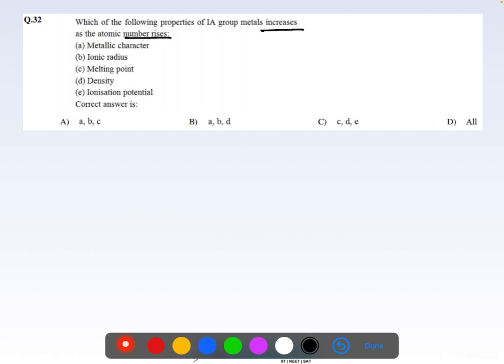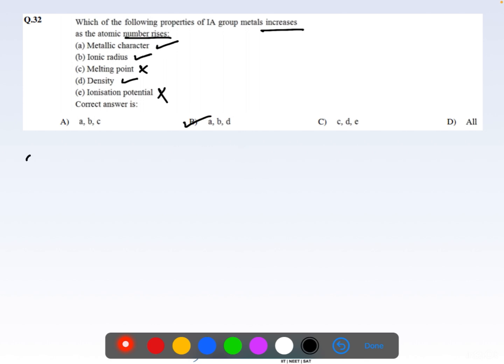Which of the following properties of 1A group metals increases down the group? Metallic character increases down the group, ionic radius increases down the group, melting point decreases, density increases, and ionization potential again decreases. So the correct options are A, B, D.